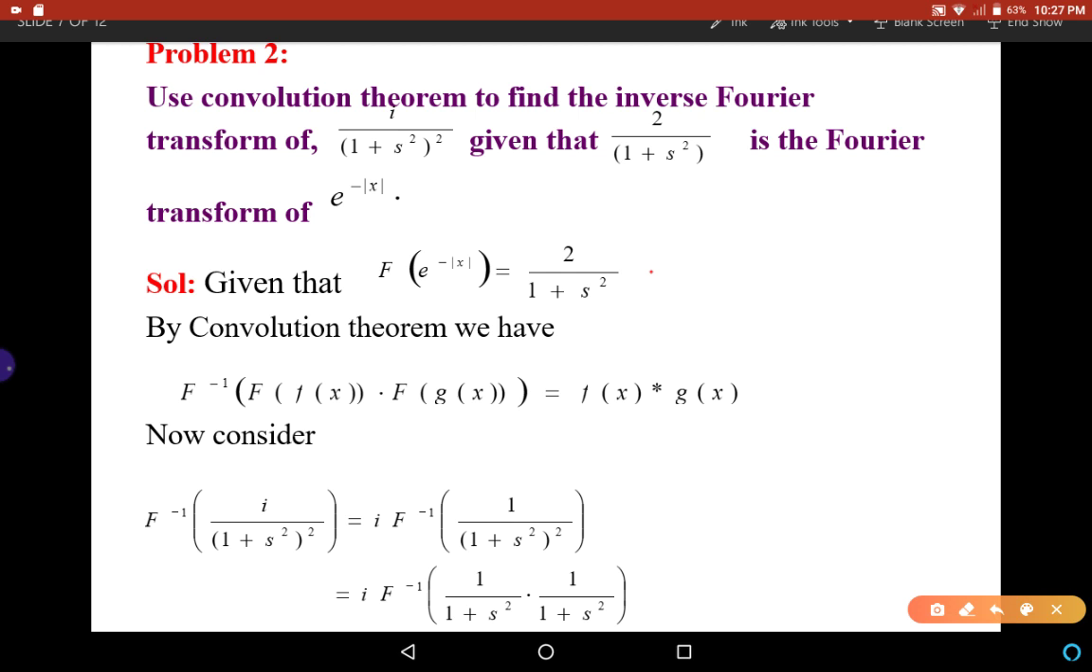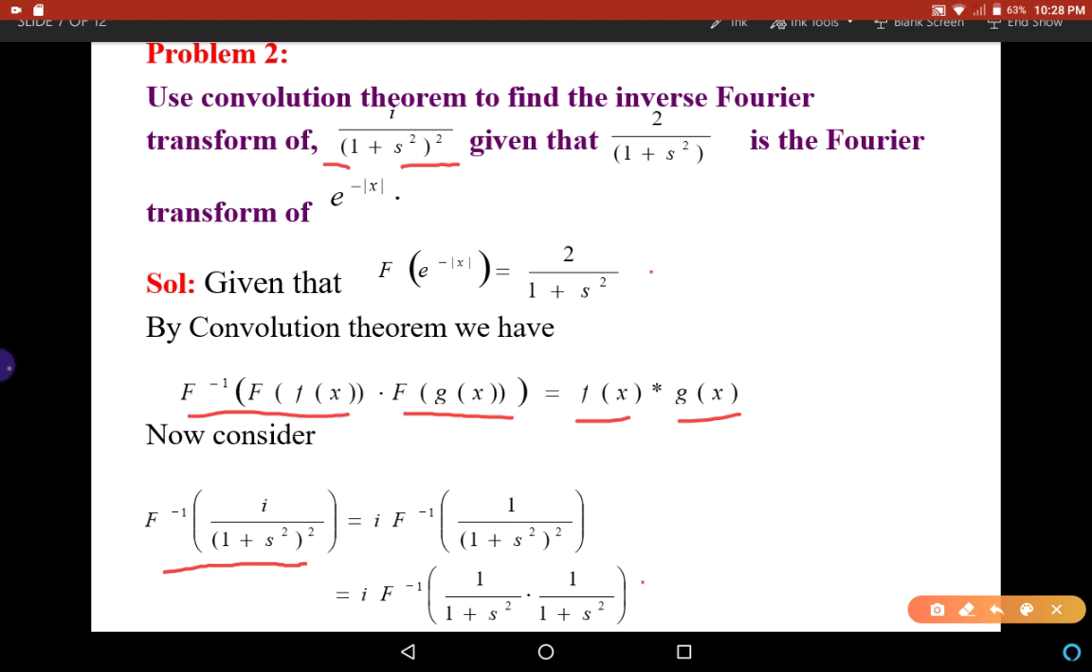Now, let us write the statement of the convolution theorem for inverse Fourier transforms, which is given by F inverse of F of f of x into F of g of x is equal to f of x star g of x, where star is the convolution product. Now, let us consider F inverse of i by 1 plus s square whole square, because in the question we are asked to find the inverse Fourier transform of i by 1 plus s square whole square. As the linear property holds for inverse Fourier also, this i can be taken outside. So, this becomes i into F inverse of 1 by 1 plus s square whole square, that is equal to F inverse of 1 by 1 plus s square into 1 by 1 plus s square.